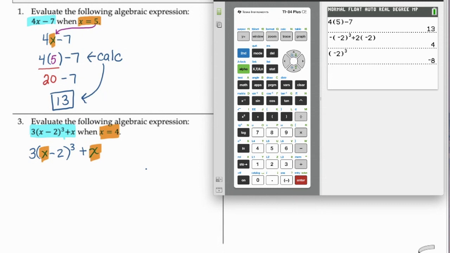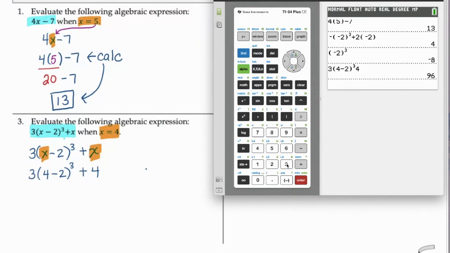When I'm identifying how many x's I have, it's helping me because I know I need to replace all of those x's with that 4. So I have 3 times 4 minus 2 to the third power plus 4. So if you want, you could do this using order of operations. But again, I have a calculator, so I'm going to use it.